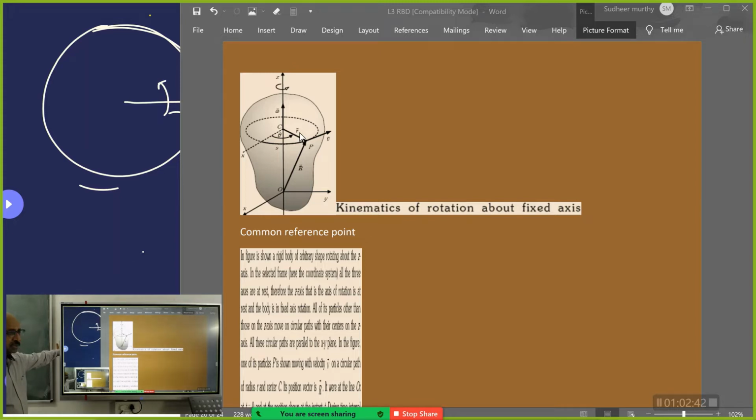The position vector of the particle at this point P is r1, and the reference line is taken here. Can you see the x-axis here? And this body has just rotated from here to here, making an angle theta.